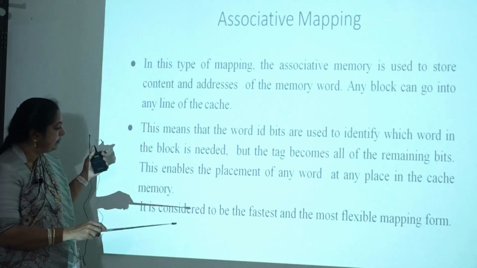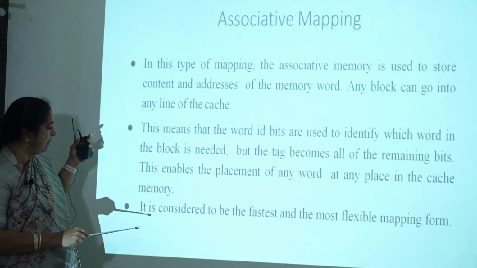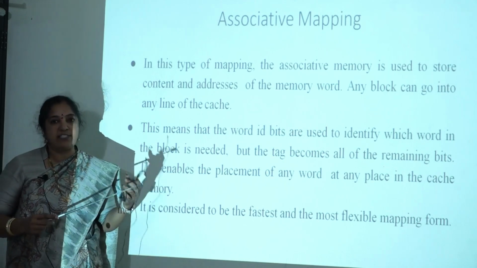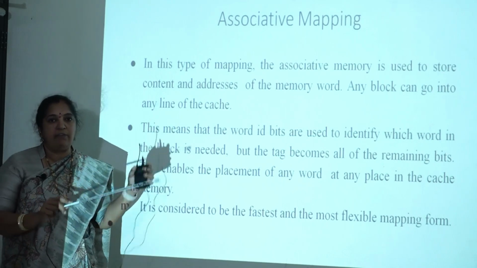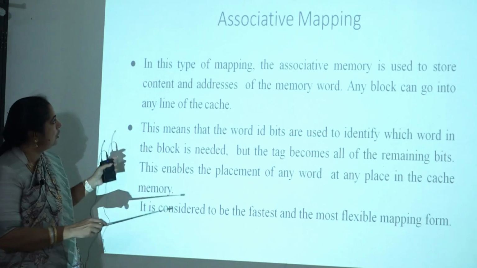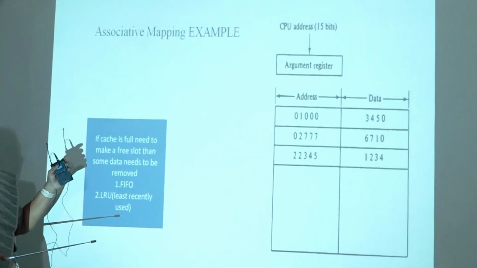Comparatively, among all the mappings, associative mapping is considered the fastest and most flexible mapping, because whatever content we have, that is what we keep in the cache memory also. So let us see one example of how this associative mapping is done.